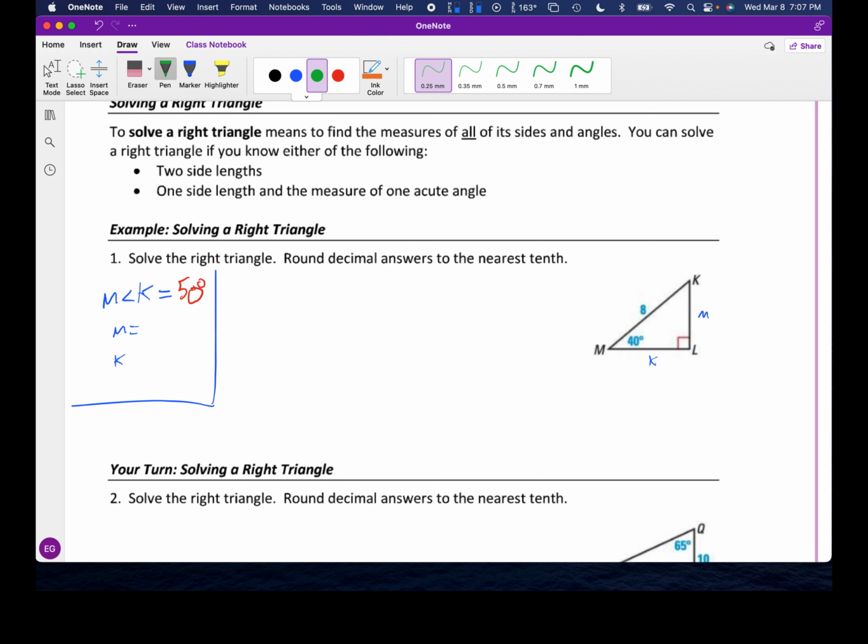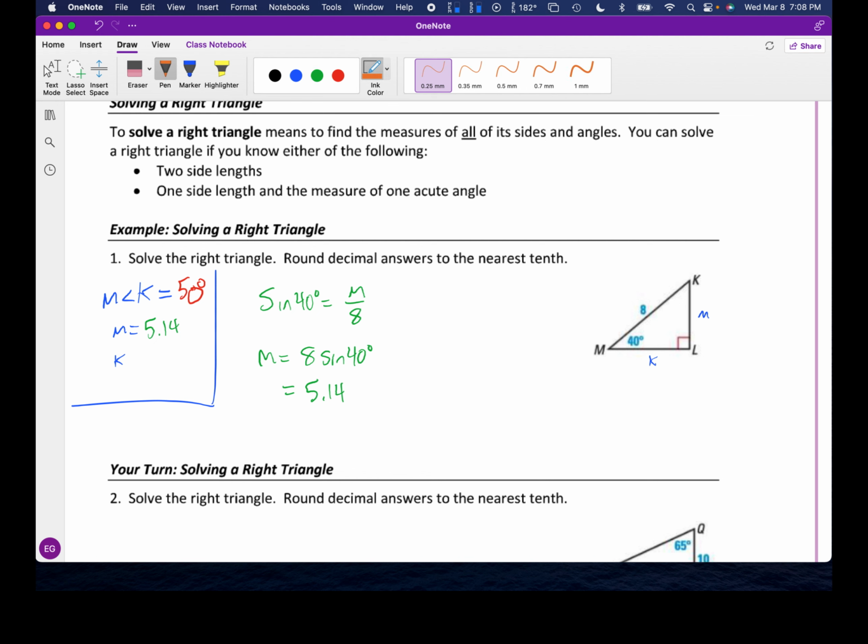Now, for the rest of this, I'm going to pick trig values that will help me. If I want to find M, I'm going to use sine. Sine of 40 degrees equals M over 8, and then I multiply 8 to the other side to get M equals 8 times sine 40. I type that into my calculator, and I get 5.14. So that is how big M is.